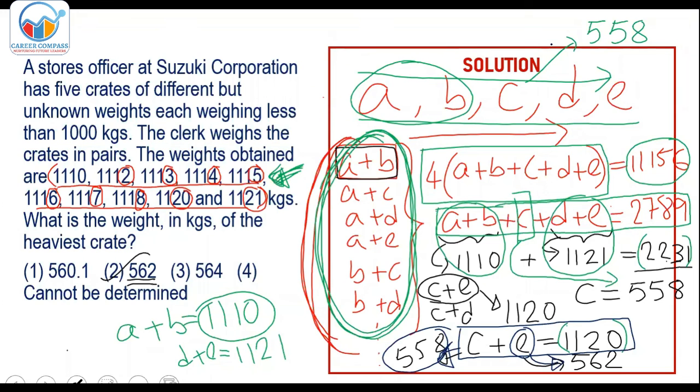How is 558 coming, Abhijit? 558 came by subtracting 2231 from 2789. I hope that is clear. Right, guys? So I hope that logic was clear to everyone.